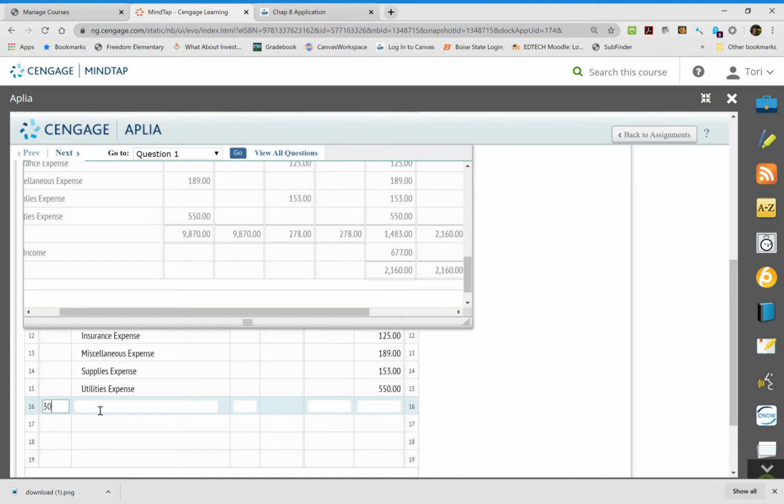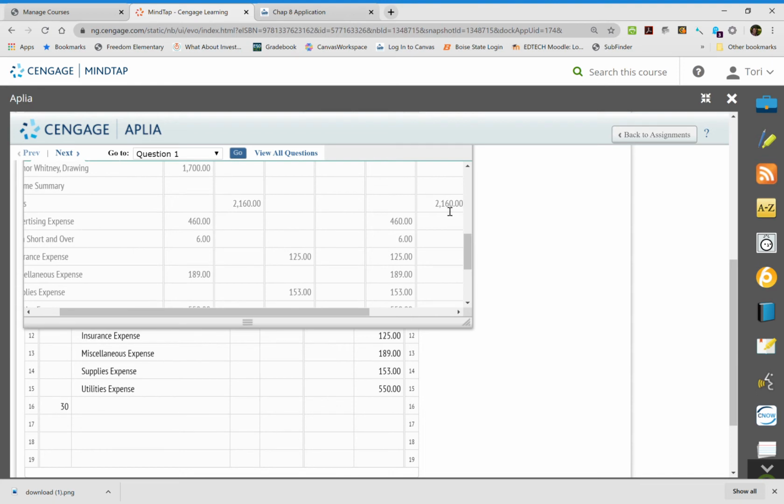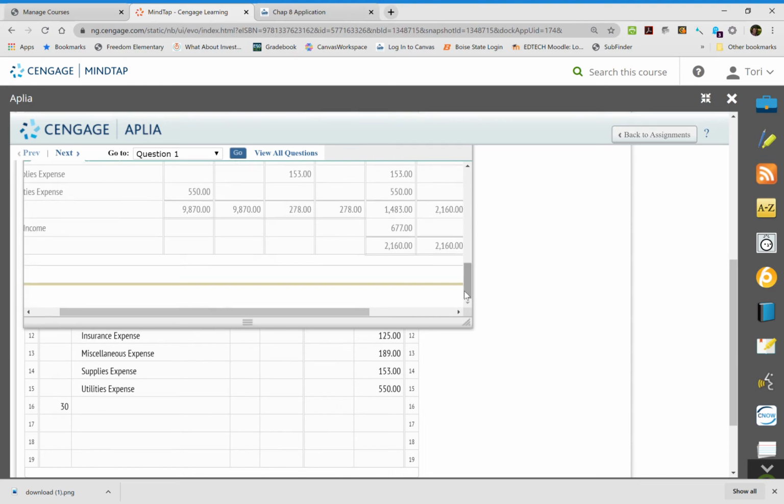Now the next thing we're going to close, we're going to put a 30 here, is our income summary. Now this one is tricky because we don't know if our income summary is going to be a debit or a credit. So what we need to figure out is which one is higher. Is it our sales, 2160, or is it our expenses? So right now our income summary is high on our credit side. So we're going to debit our income summary.